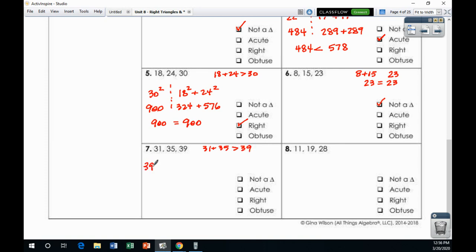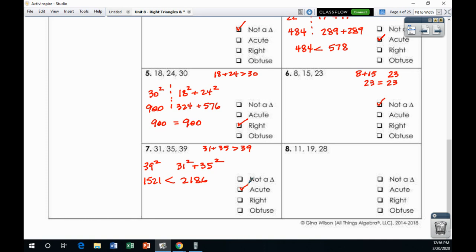So here we go, 39 squared and 31 squared plus 35 squared. You can just do these right in your calculator. This is 1521. If I square both of these and add them together, this is 2186. So 1521 is less than that. That makes it acute.